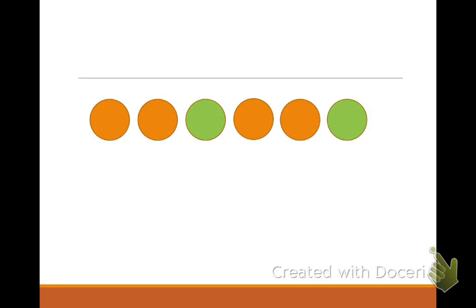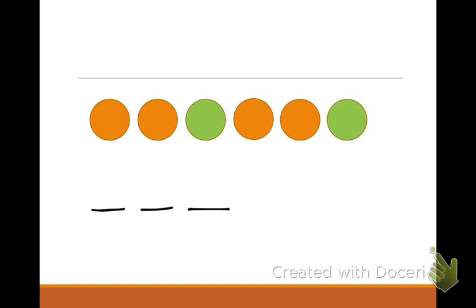Read them to me. Orange, green, orange. Okay, so there's a pattern here. Orange, orange, green, orange, orange, green. What do you think the next 3 circles are going to be? Orange, orange, green. Okay? So you guys have seen very clearly how we can write a pattern. If we had 3 more, it would be orange, orange, and then green.